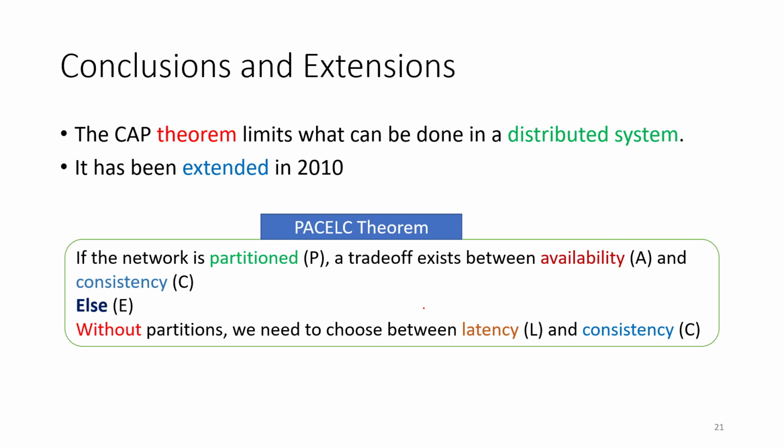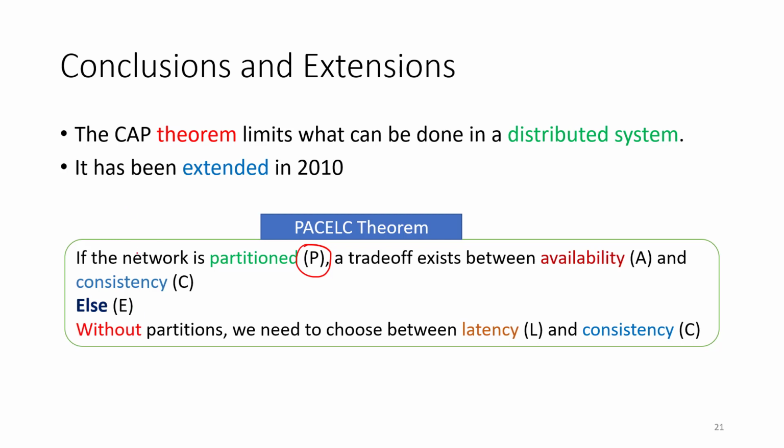So, conclusions and extension. The CAP theorem limits what can be done in a distributed system. You clearly cannot have C, A, and P all together. This has been extended in 2010 to the PACELC theorem, which says something more. It says that if the network is partitioned, a trade-off exists between availability and consistency, and this we saw in our discussion. Even if a network is partitioned, of course there is a trade-off. If it is not partitioned, right?